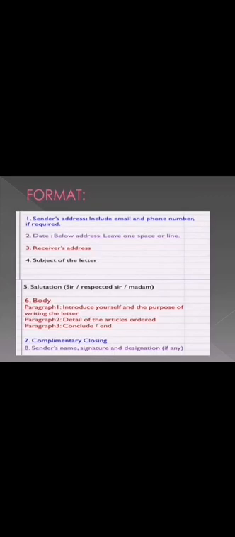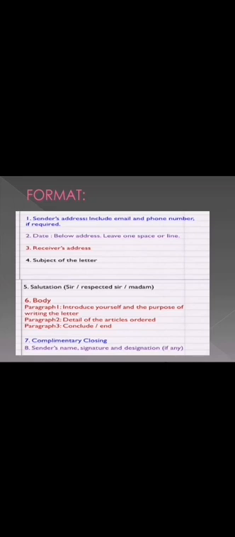Now right in front of us we have the format. Dear students, the very first step is to write the sender's address, and sometimes if it is required then we include email and phone number also. And if you are writing it on a letterhead of a company or of an institution, then no need to mention the sender's address because it is already mentioned.